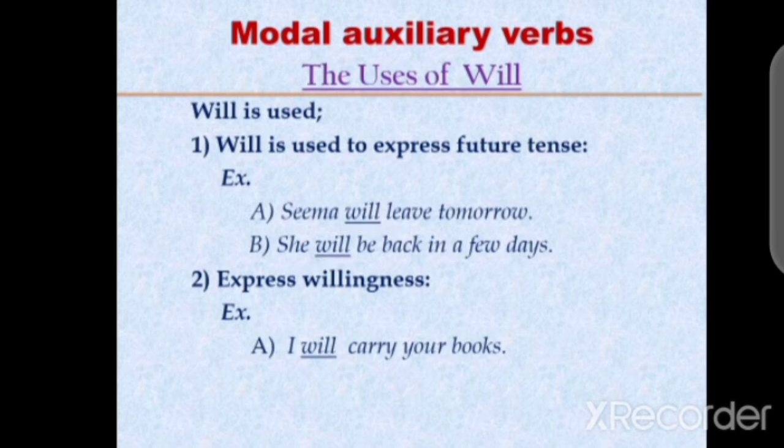Next rule, it is used to express willingness. For example, I will carry your books. It means I am willing to carry your books.